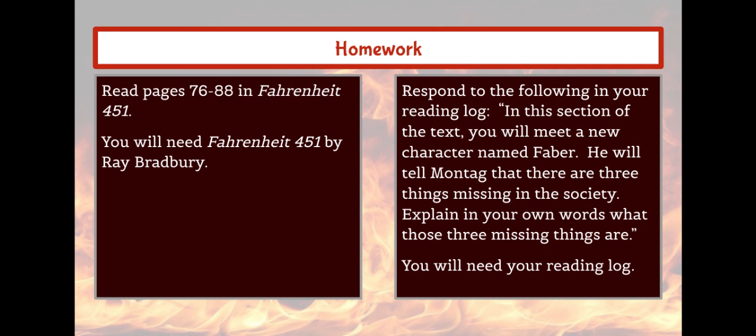For homework, you are going to read pages 76 through 88 in Fahrenheit 451. You will need your copy of Fahrenheit 451 by Ray Bradbury. You will respond to the following in your reading log. In this section of the text, you will meet a new character named Faber. He will tell Montag that there are 3 things missing in the society. Explain in your own words what those 3 missing things are. For this, you will need your reading log for this lesson. That is also your purpose for reading, to locate the 3 things that are missing in society.